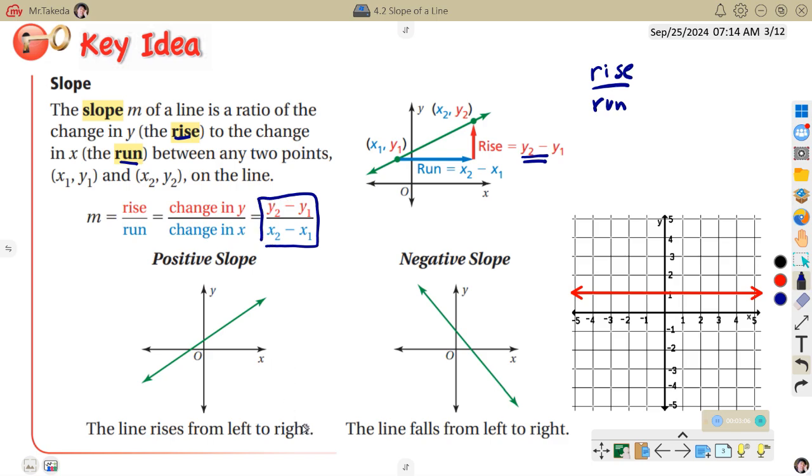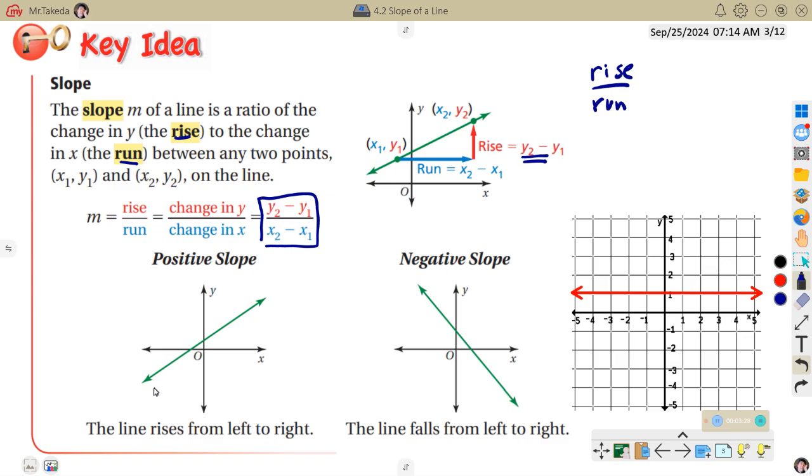Okay, we'll practice this because what's important here is that we make sure that we use the same point as point 2 for calculating the change in y, and the same point as point 2 for calculating the change in x. So we'll practice that. Some other things we want to talk about here is what's a positive slope.